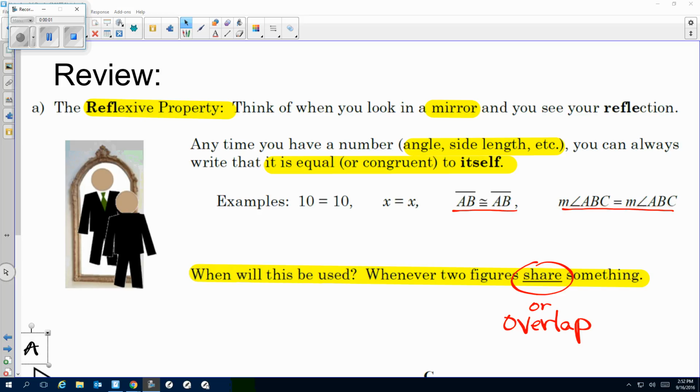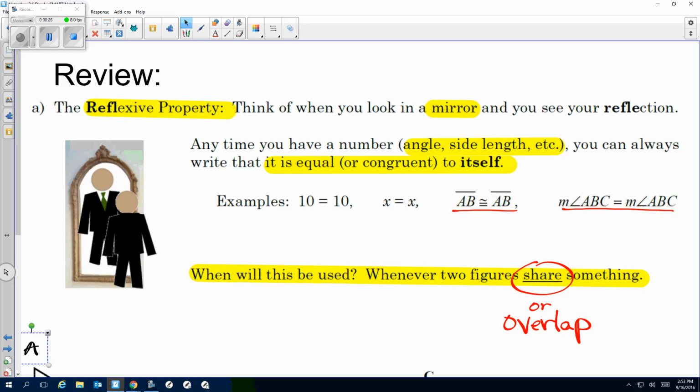This is just review because we talked about this already with algebraic proofs, with properties of equality and properties of congruency. So we're just reviewing these same properties because we're going to use them, but now I'm going to show you when to use them on a figure. Reflexive property, I want you to think of a mirror. When I'm dealing with sides and angle lengths, it's either equal or congruent to itself.